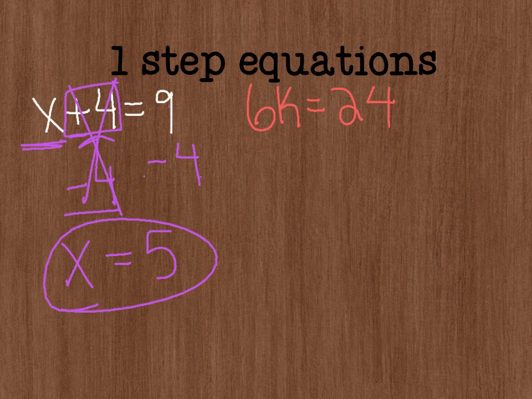Now for the red example, 6k equals 24. So first thing I need to understand is that the math that's going on in between 6 and k is a multiply. So this is really saying 6 times k. And when I understand that, that allows me to do the inverse operation. So I find my k. This 6 is what's allowing the k to not be all by itself. So the opposite of multiplying by 6 is going to be dividing by 6.